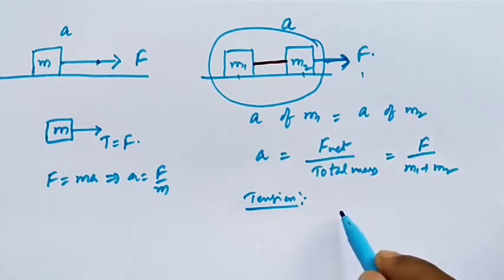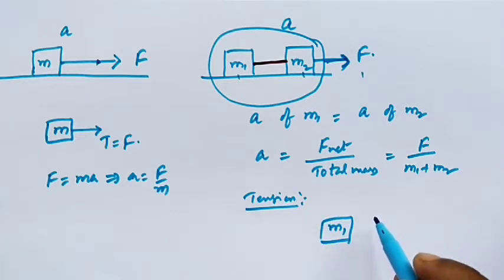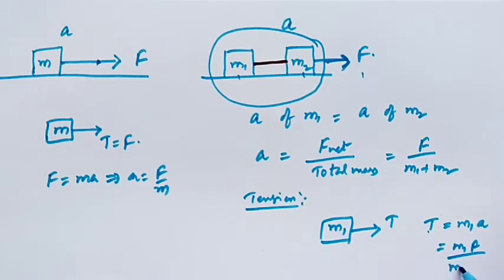First let me draw the free body diagram for m1. On m1, horizontally, how many forces are acting? Right, only one, that is the tension. There are no other forces horizontally. So from the free body diagram, T is equal to m1 into a. You can calculate the tension from this because the acceleration is given, that is F by m1 plus m2, if the values are known.